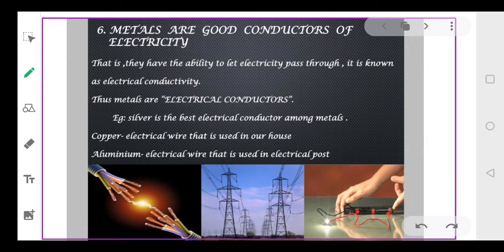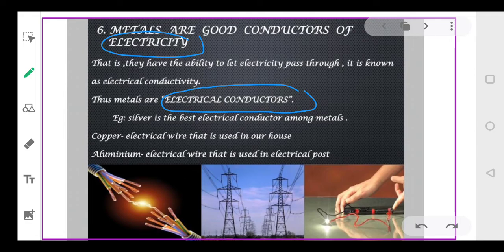In addition to this, metals also allow electricity to pass through them. So they are good conductors of electricity. Means they allow current to pass through them, and this property is called electrical conductivity, or we can say metals are good electrical conductors. Silver is the best conductor.